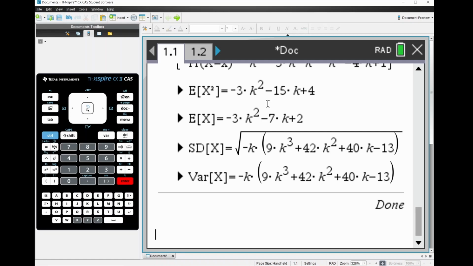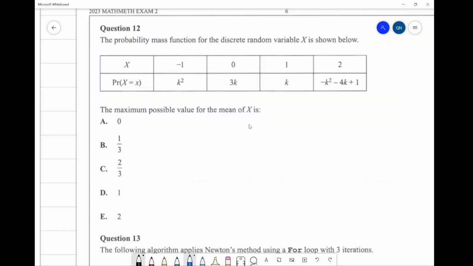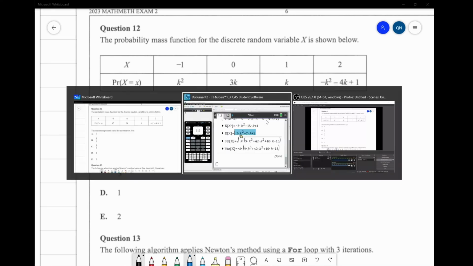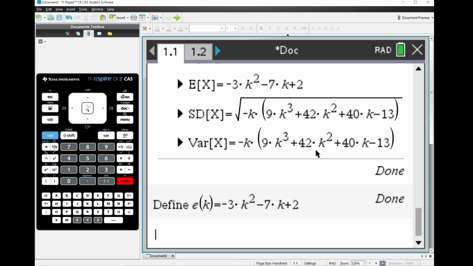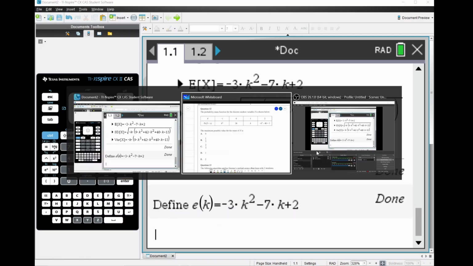So this is the mean over here. That's good. Do we have any restrictions on k as well? Seems like k has to be greater than 0. Maximum possible value for the mean of x. So I have an expression for the mean of x. I'm going to define this as e of x, or e of k, for instance. So e of k has to be that guy over there.